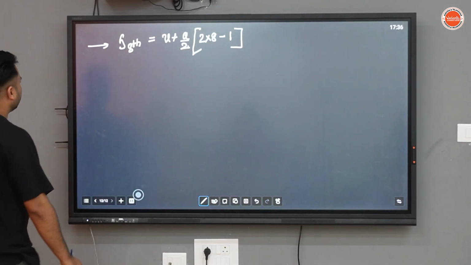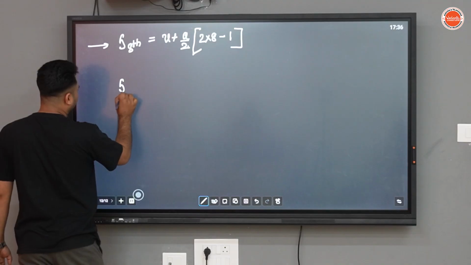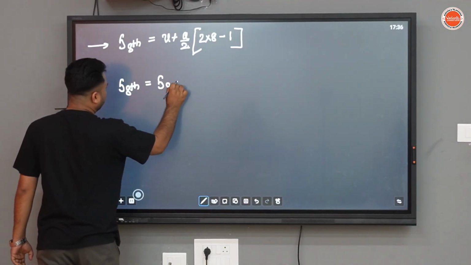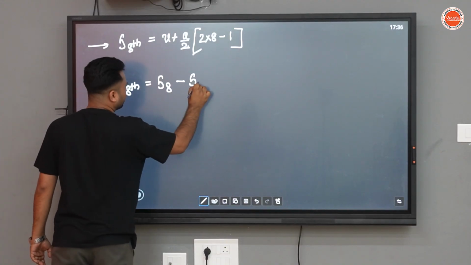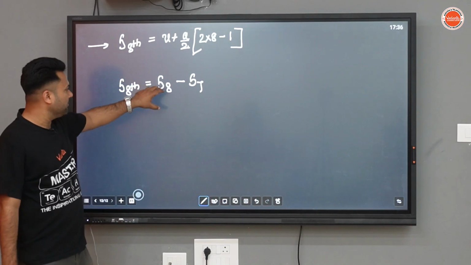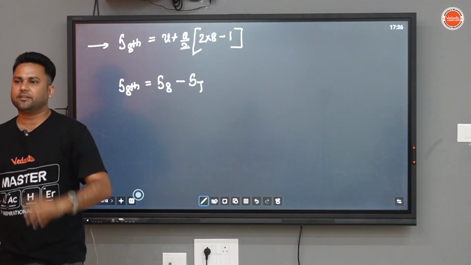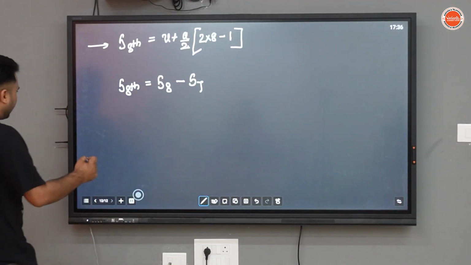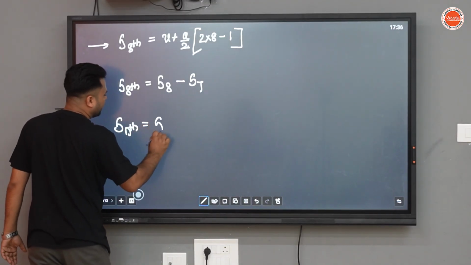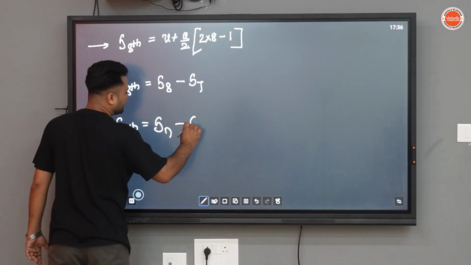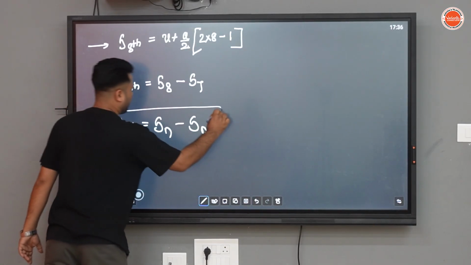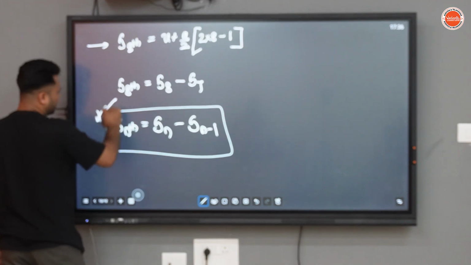So what we can write, distance covered in 8 seconds equals total distance covered in 8 seconds minus distance covered in just the previous 7 seconds. Total distance covered in 8 seconds minus total distance covered in 7 seconds. So I am saying that distance covered in nth second equals distance covered in n seconds minus distance covered in just n minus 1 seconds. So this is also important.